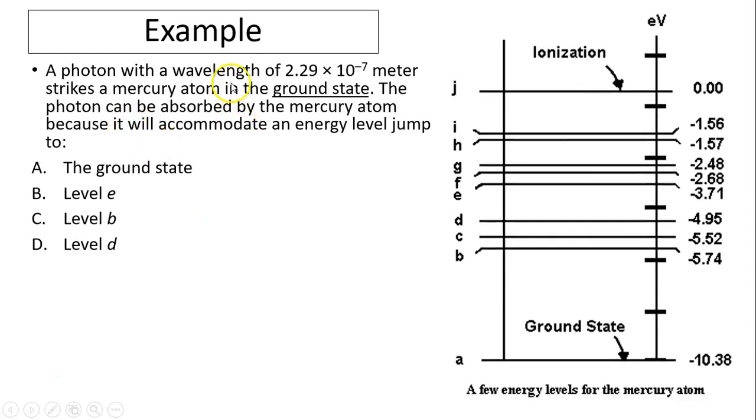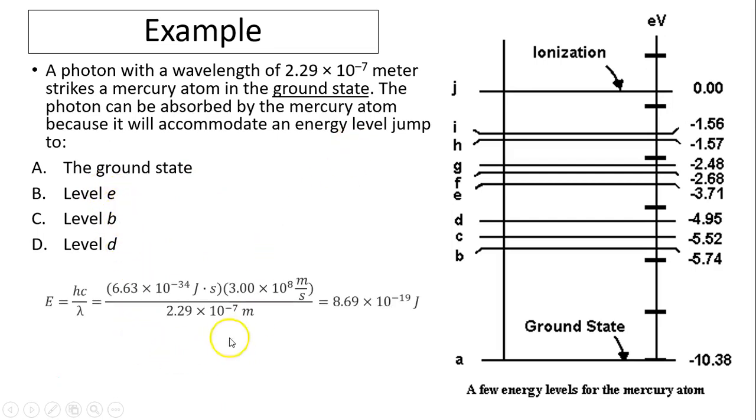Another example. A photon with a wavelength of 2.29 times 10 to the negative 7 meters strikes a mercury atom in the ground state. The photon can be absorbed by the mercury atom because it will accommodate an energy level to what? If you go from the ground state, you absorb the energy. Obviously, you will not be able to stay in the ground state. So it has to be either B, D, or E.